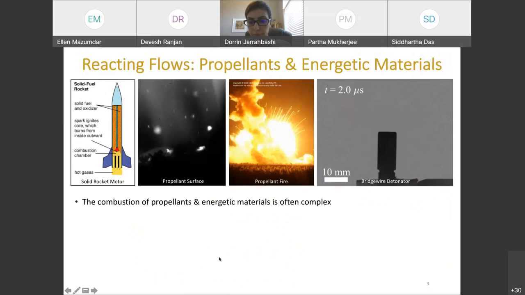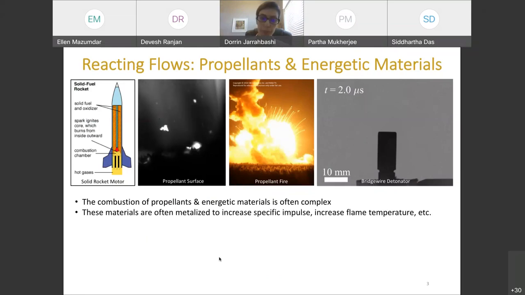So I'll start by talking a little bit about reacting flows. So the types of flows that we're interested in are propellants and energetic materials. These materials are often very complex. There's not just one type of material. There's often things like metals, additives, all sorts of binders. And so they can be very complicated.